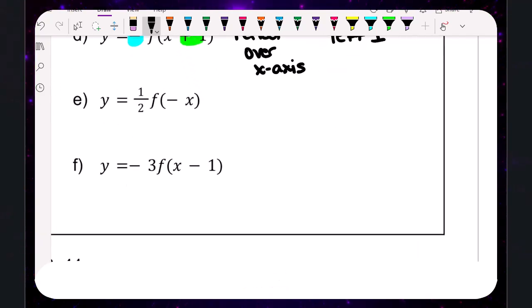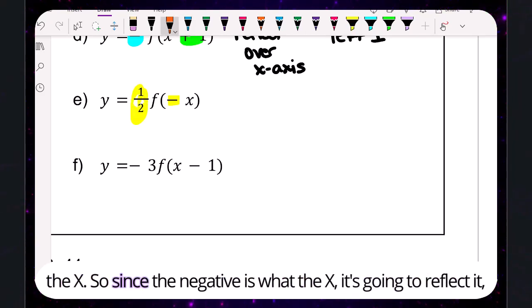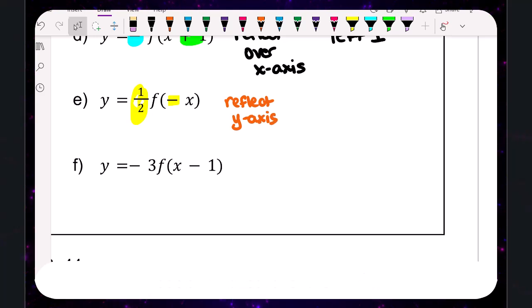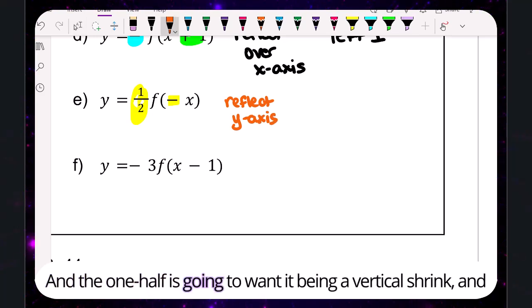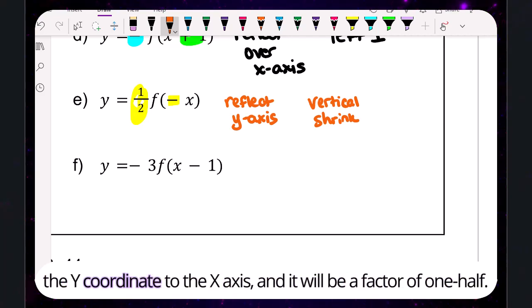Part E, I have a 1/2 in the front, and then I have a negative with the x. So since the negative is with the x, it's going to reflect it, but it will reflect over the y-axis. And the 1/2 is going to wind up being a vertical shrink. And I know that it's a shrink because it will half the distance from the y-coordinate to the x-axis, and it will be a factor of 1/2.